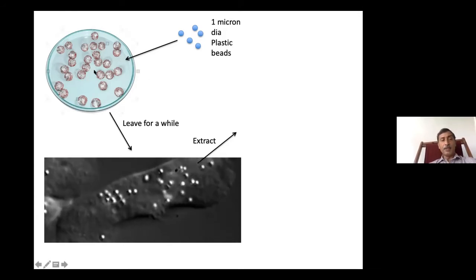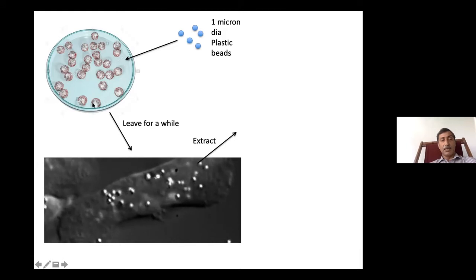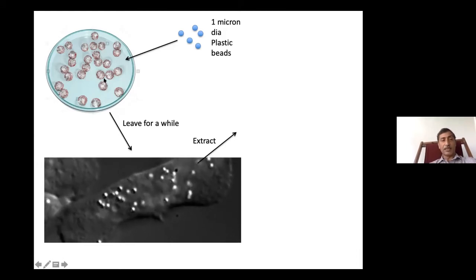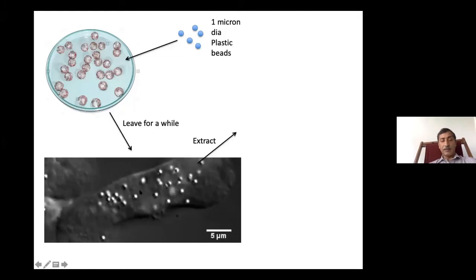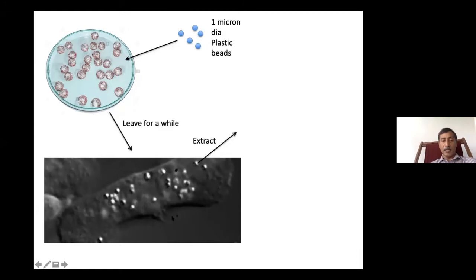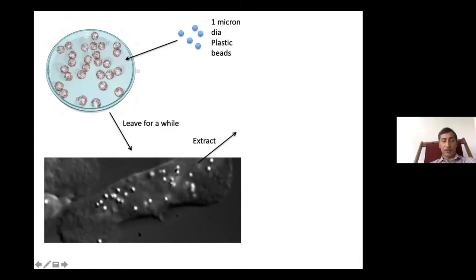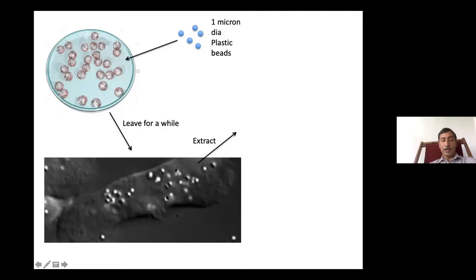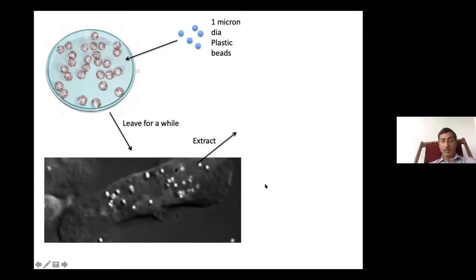So you feed these beads to the cells, then leave them for a while so that the beads get eaten up by the cells. And this is what you see after some time. This is one single cell. I don't have a scale bar here, but each of these beads is 1 micron in diameter. So you know how large this is.